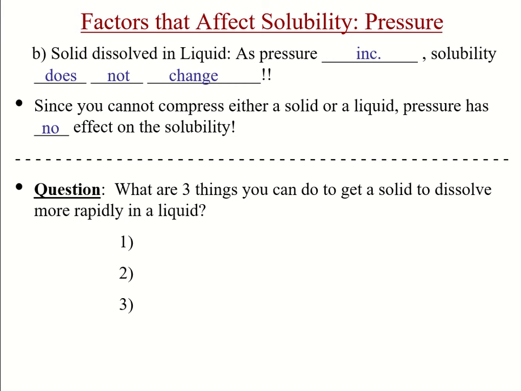So I want you to think about what 3 things we could do to get a solid to dissolve more rapidly in a liquid. Say you're making iced tea and you like really sweet iced tea. What are 3 things you can do to make that sweet tea? We know the cold tea doesn't absorb very much sugar. However, if we heated up the tea, or added the sugar when the tea is still hot and we've brewed it, heating up the solution is one way we can change this.